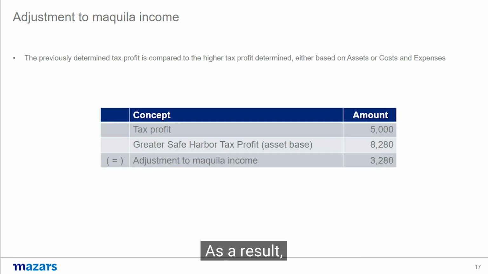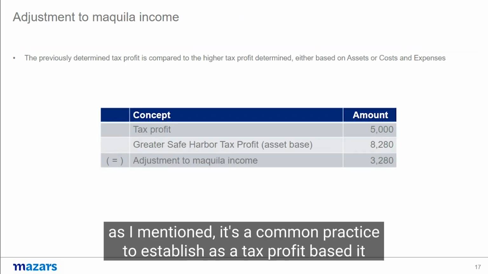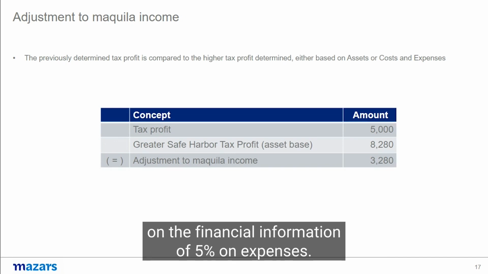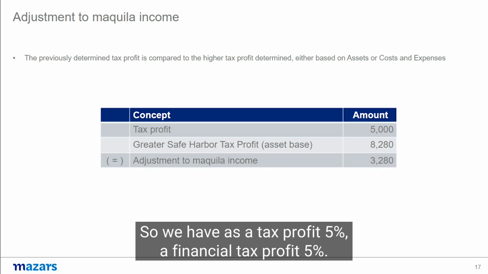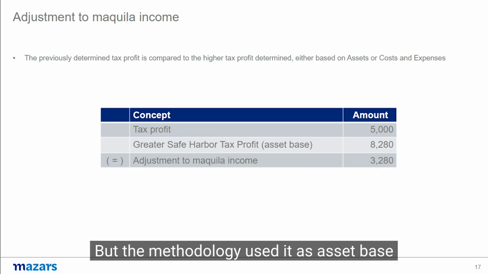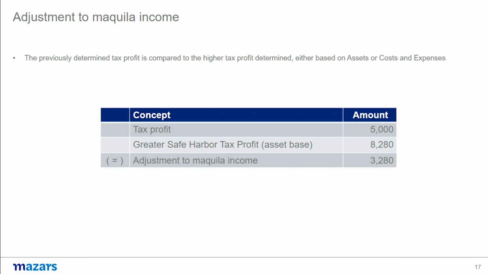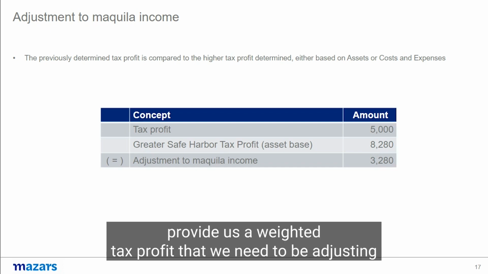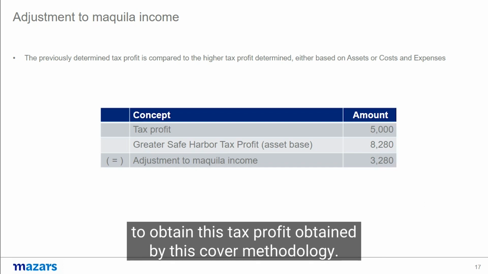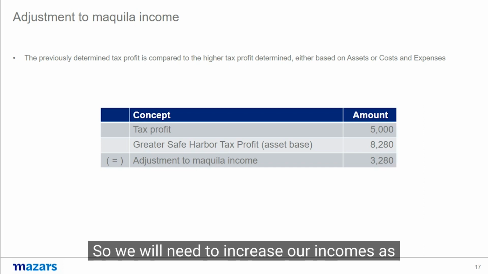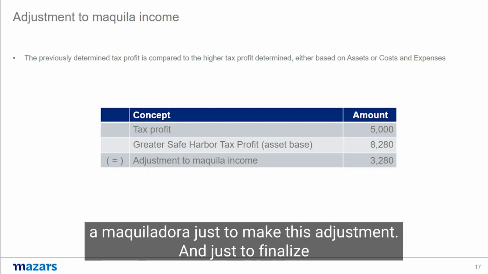As I mentioned, it's a common practice to establish the tax profit based on the financial information at 5% on expenses. So we have a financial profit of 5%. But the methodology used as asset base provides us a weighted tax profit that we need to adjust to obtain the tax profit obtained by the safe harbor methodology. So we will need to increase our incomes as a maquiladora just to make this adjustment.